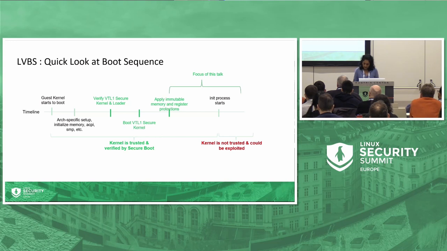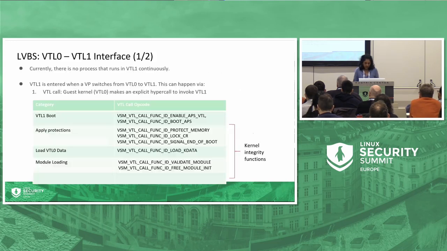Talking about the VTL0, VTL1 interfaces, there are two kinds of interfaces. One is a synchronous interface, in which case a virtual processor enters VTL1 when it wants to, by explicitly making a hypercall. It is called a VTL call or a VMM call to enter VTL1.